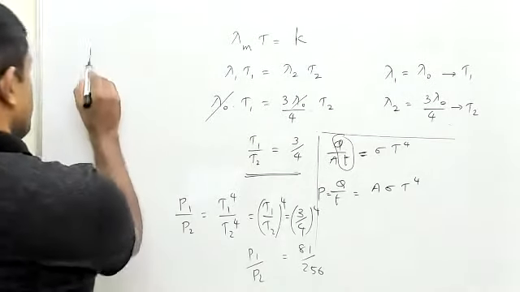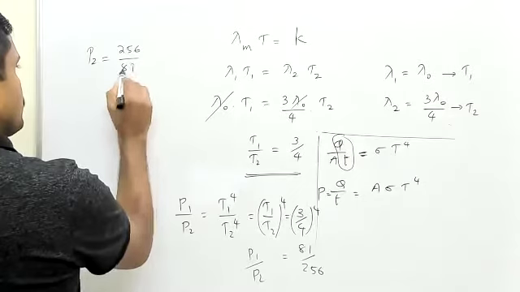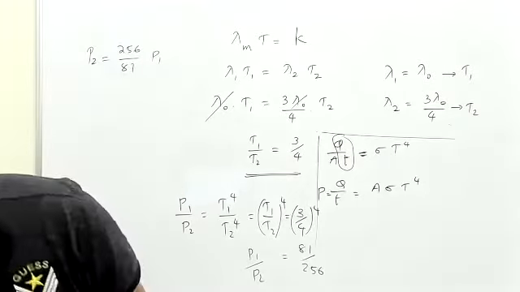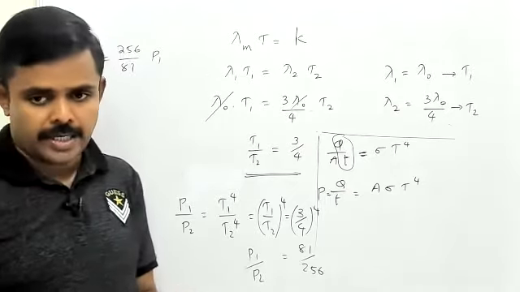So P2 will be what? Cross multiply. P2 is 256 divided by 81 into P1. Do you see any such option here? 256 by 81. The answer is option A.